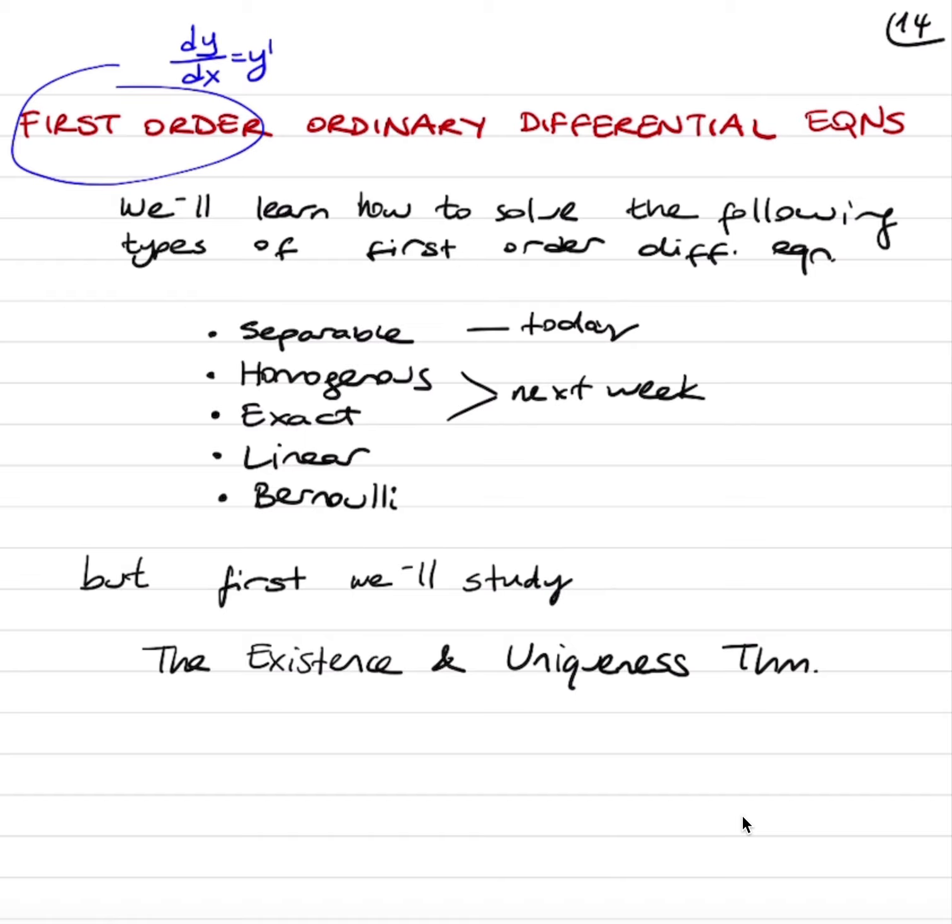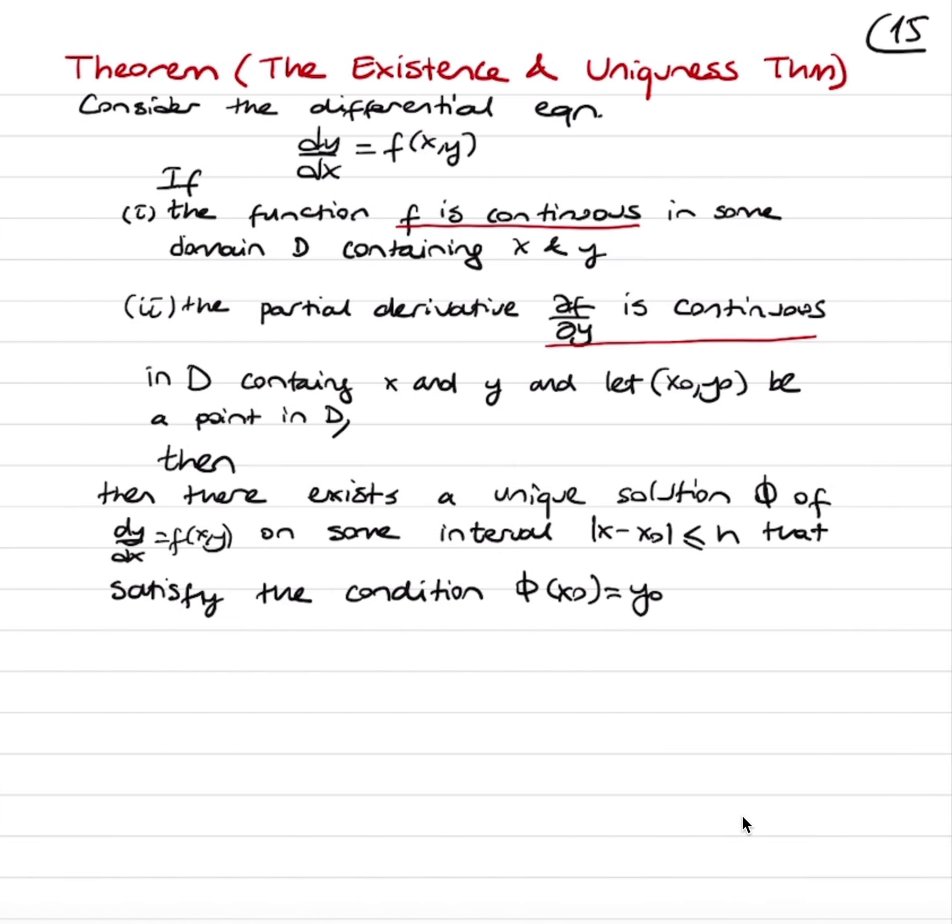First one is separable. Next week we will learn homogeneous differential equations and exact differential equations. And the following week we will learn linear and Bernoulli differential equations. But first we will study the existence and uniqueness theorem. So we want to solve a problem, but if the solution doesn't exist, then we just cannot solve it. So we make sure that the solution exists, and there is a way to show also the solution is unique.